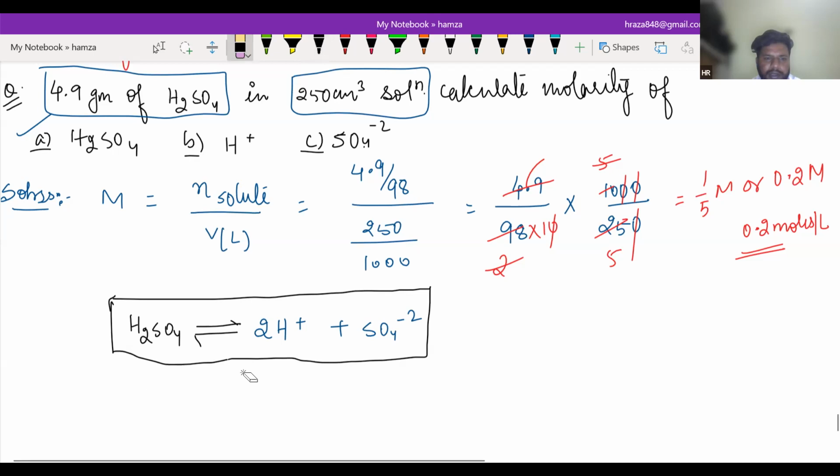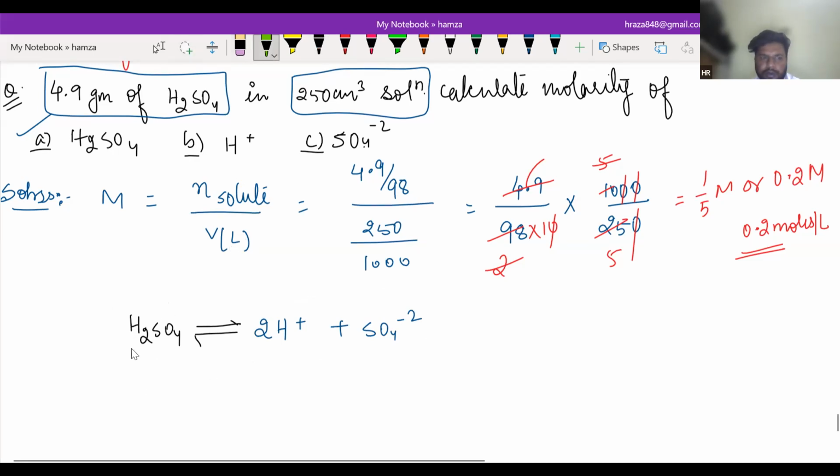Now see, you have studied in class 11 about stoichiometric coefficient. 1 mole of this will give 2 mole of this and 1 mole of this. By comparing, what is the stoichiometric coefficient? 1. What is the stoichiometric coefficient? 2. And what is the stoichiometric coefficient? 1. So 1 mole of this will give 2 mole of this and 1 mole of this. Are you getting it? Yes.